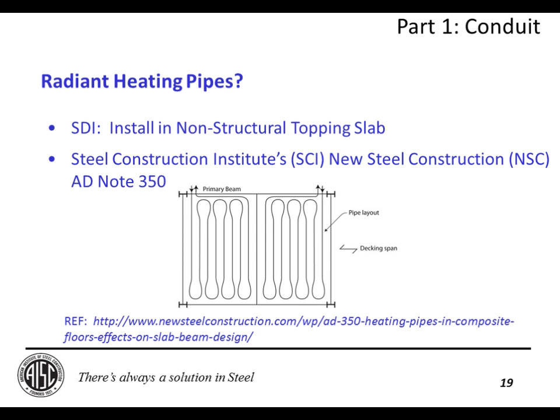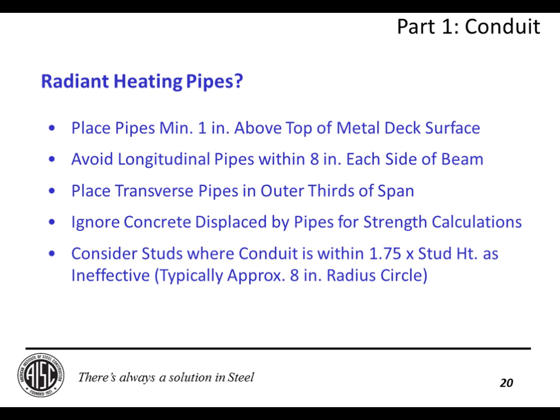One thing I should say starting out is that SDI's recommendation is to install the radiant heating pipes in a non-structural topping slab. Okay? So you just bypass the issue altogether. I think that is a great way to go, but if you can't, then you can follow these rules. So the rules go like this.